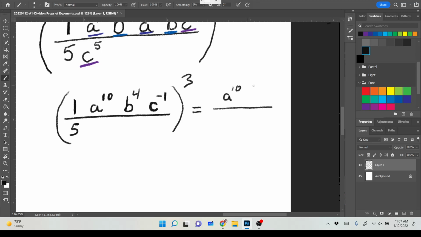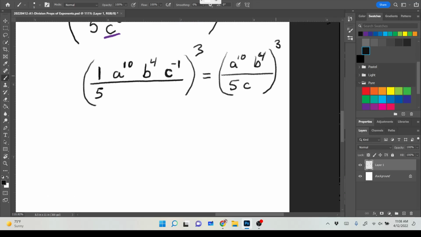A to the 10th, b to the 4th, over 5c, all of that cubed. One more thing we must do: multiply the cube times everything. That's right. So our final answer is what?